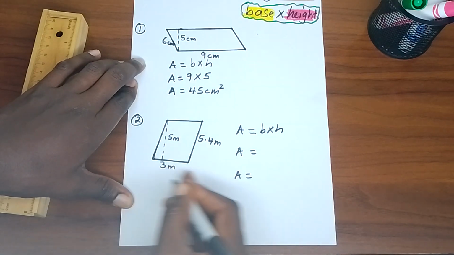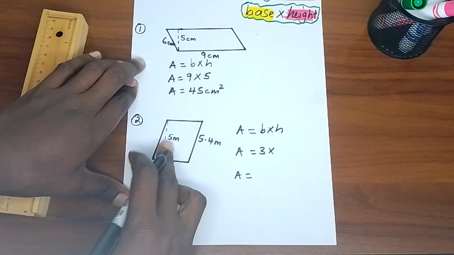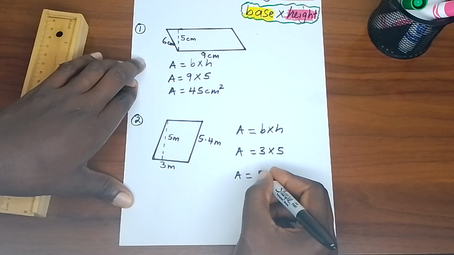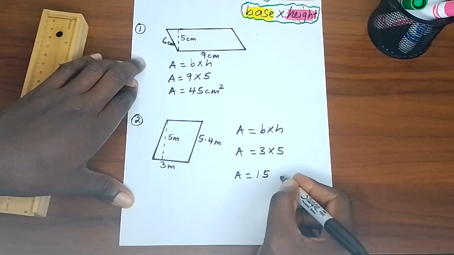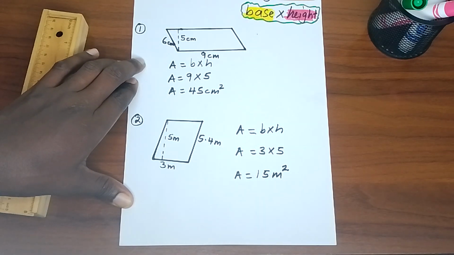In this case, our base is 3 and our height is 5. Then 3 times 5, that is 15. Indicate that you are dealing with meters squared. And that is all that you need to know about the area of a parallelogram.